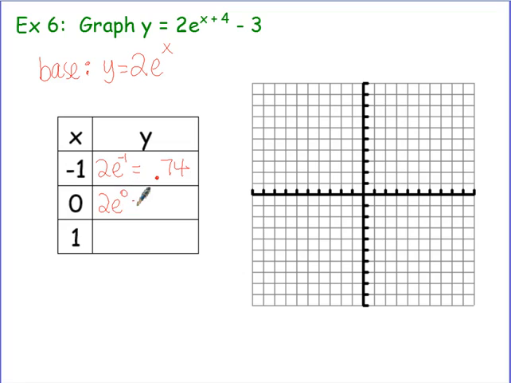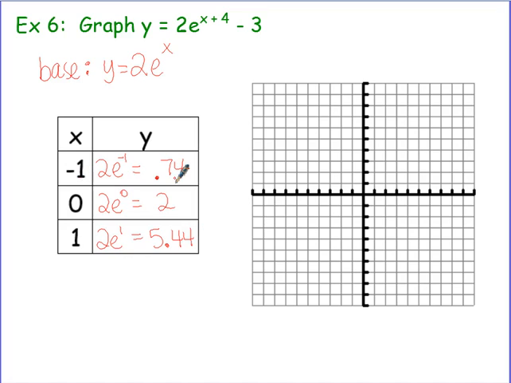Okay, try this one. 2e to the power of 0. You type it in correctly, your calculator should tell you 2. And finally, 2e to the power of 1. Your calculator, when you round it, should tell you 5.44. So let's go ahead and graph these the exact same way.